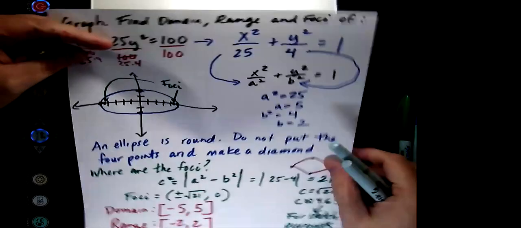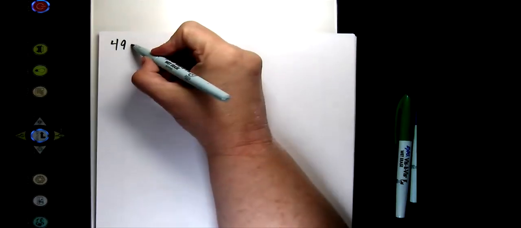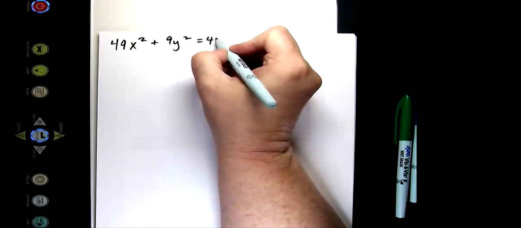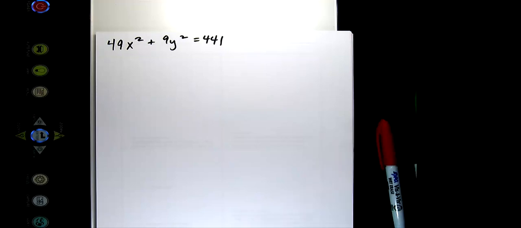Now, if you weren't going to say brackets, well, you kind of want to say brackets, because I wanted to see what you want. You had to tell me what to write. All right, let's put this next one up: 49x squared plus 9y squared equals 441. Follow what we did last time, at least until you get a sketch.